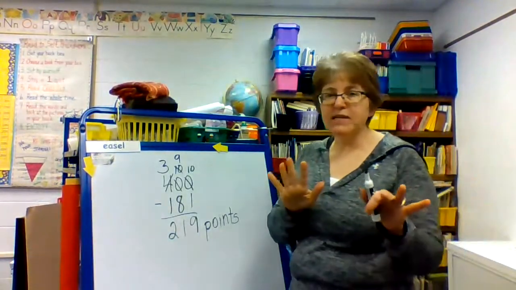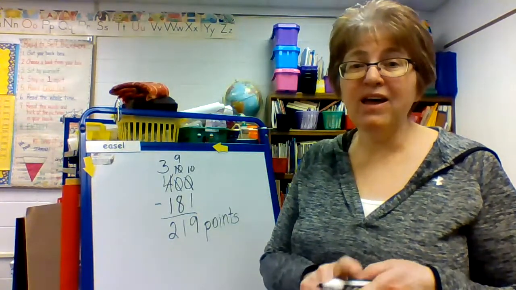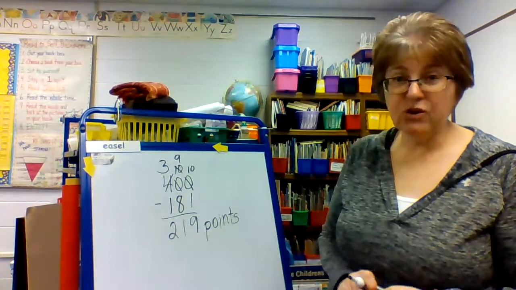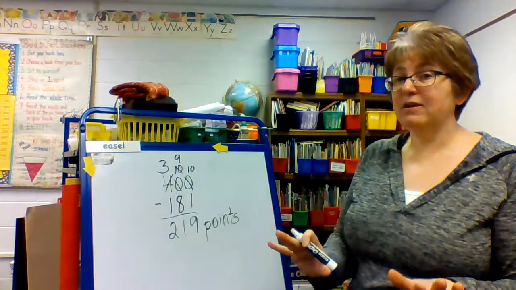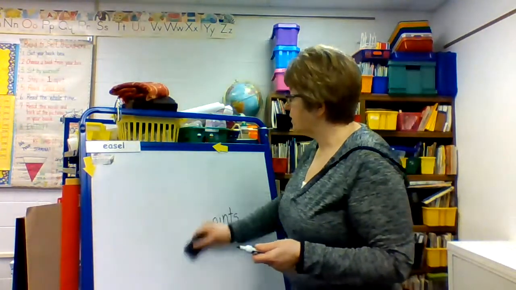Now, what I would like you to do is turn to the next page, and we're going to do some more practice. We're going to do a couple together here because we're going to be subtracting from 1,000 on the next page. So I'm going to show you how to do that, and then you can do some by yourself. Okay? So let's take a look at problem number 5 at the top of page 340.